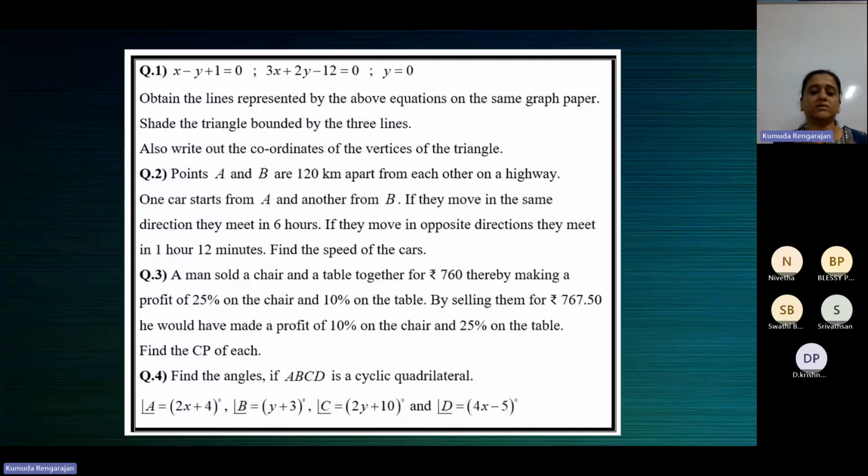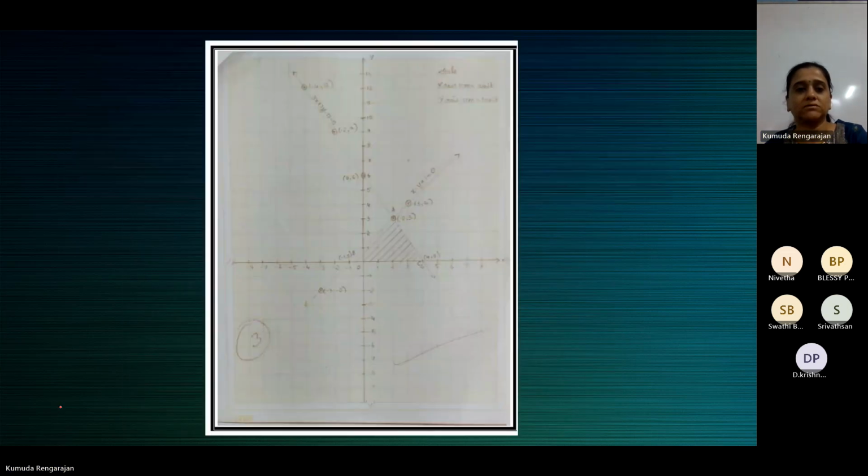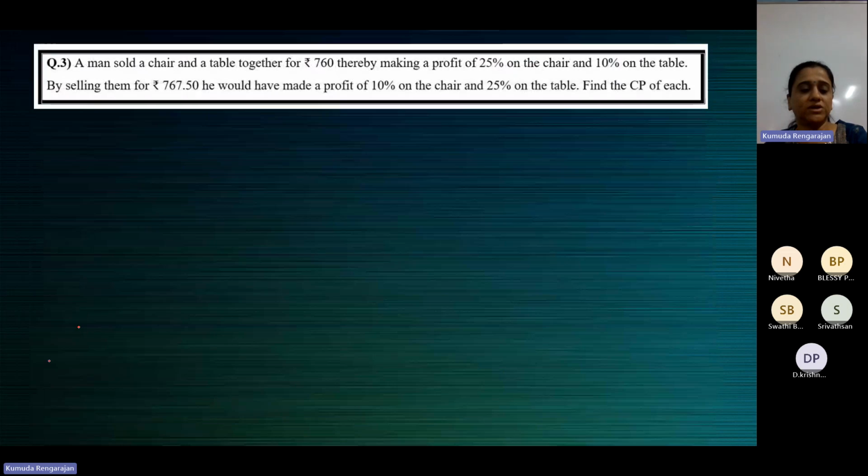Look at the third one. Tell me the equation for the third one. A man sold a chair and a table together for rupees 760, thereby making a profit of 25% on the chair and 10% on the table. By selling them for rupees 767.50, he would have made a profit of 10% on the chair and 25% on the table. Find the CP of each. Less than 5 minutes. We'll finish it and wind up the session for today.